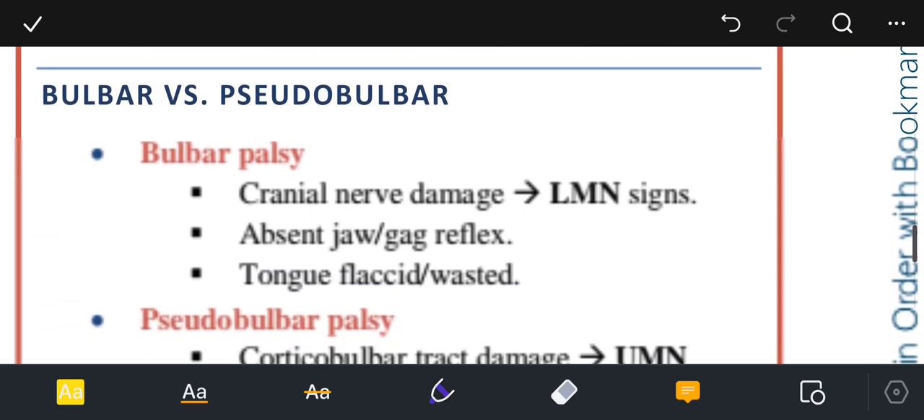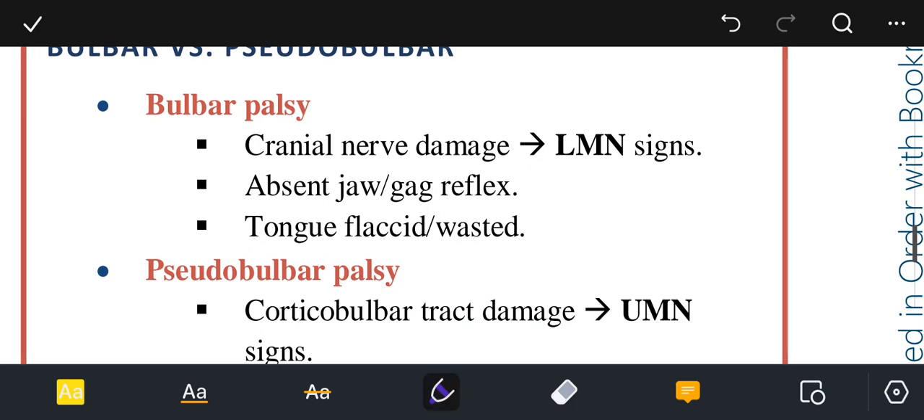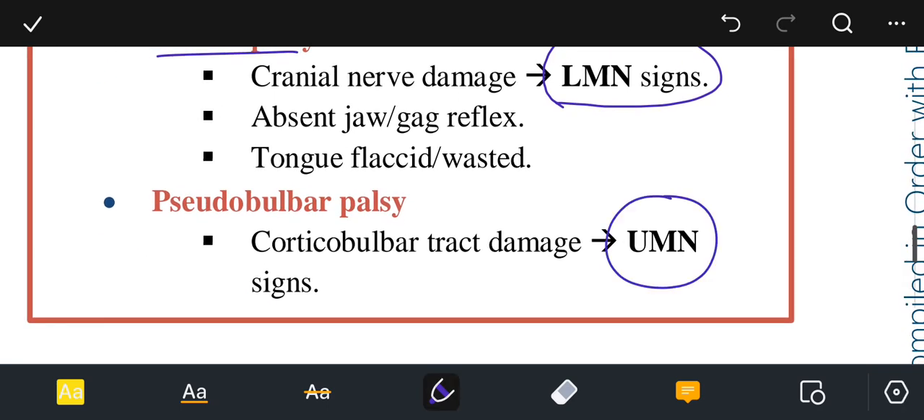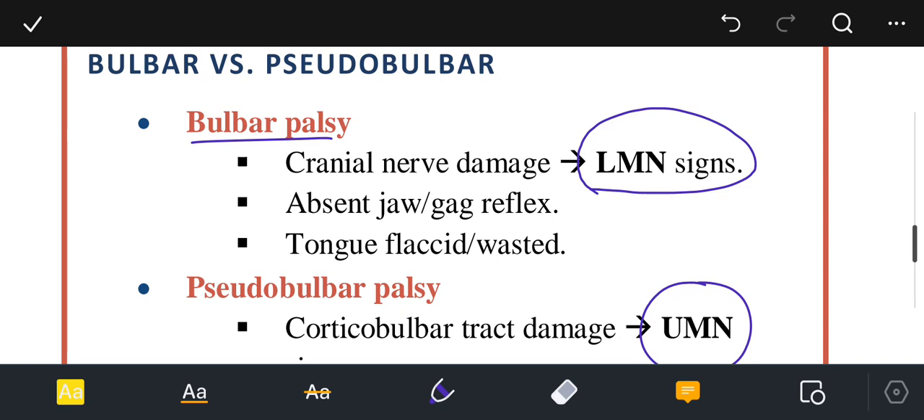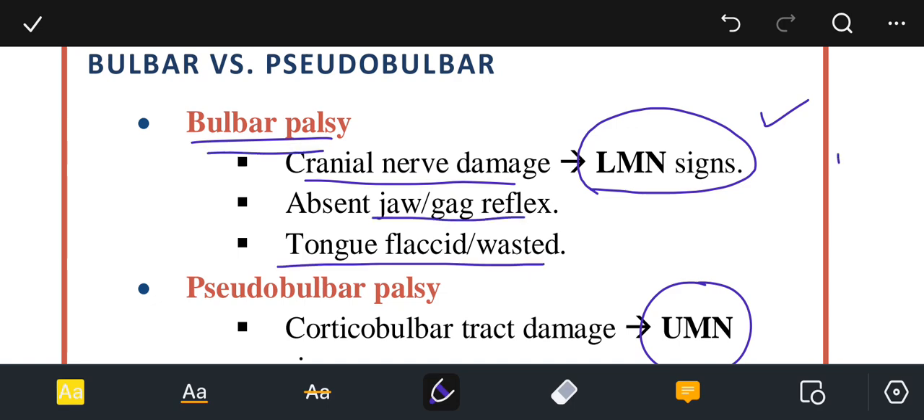Now let's talk about bulbar versus pseudobulbar. Bulbar palsy means cranial nerve damage leads to a lower motor neuron lesion. If the lesion is lower motor neuron type, it is called bulbar palsy, and if the lesion is upper motor neuron type, it is called pseudobulbar palsy. Direct damage to the cranial nerves will lead to lower motor neuron signs, and that is called bulbar palsy: absent jaw reflex and gag reflex, and the tongue will be flaccid and wasted.